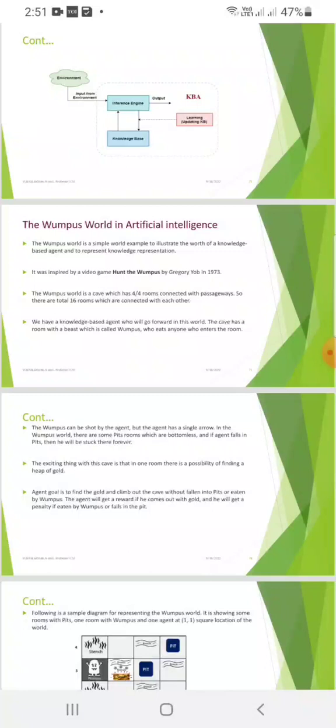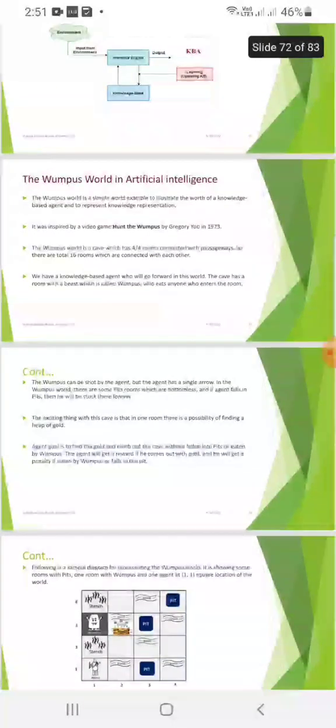See, this wumpus world is a simple world example to illustrate the worth of a knowledge-based agent and to represent knowledge representation. It was inspired by a video game called Hunt the Wumpus, by the author Gregory Yob in 1973. In this wumpus world, you have to assume a cave which has 4x4 rooms connected with passageways.